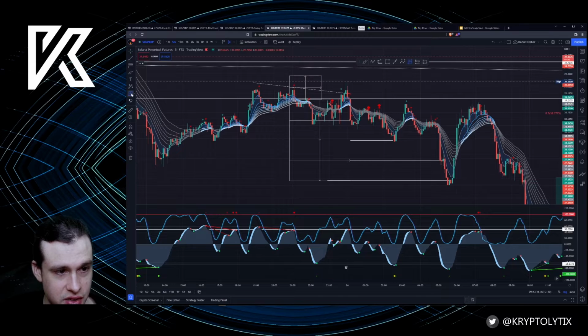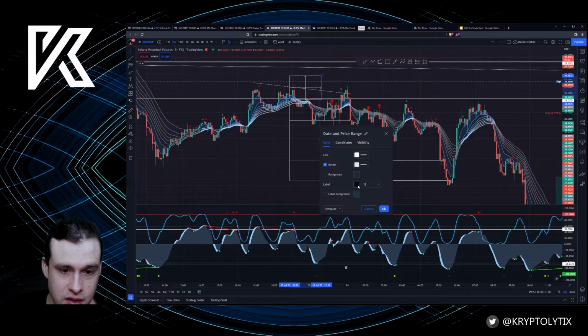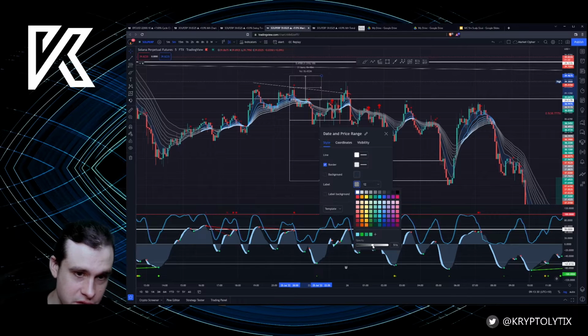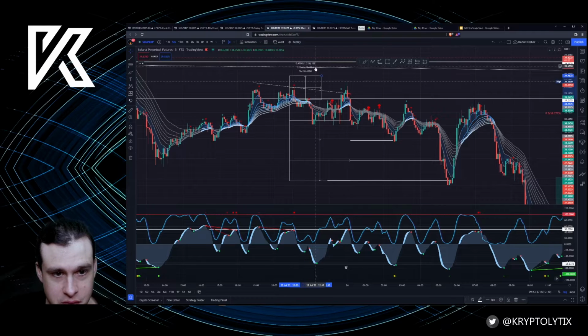It's actually a date and time measurement tool, this one here, date and price range. And I've drawn it over this entry candle. Usually you can see the label, but I've turned it off because it just gets messy. This means that the risk is actually 1.21%. But what I've done is I've drawn it over the entry.